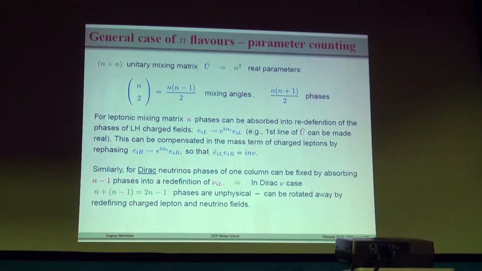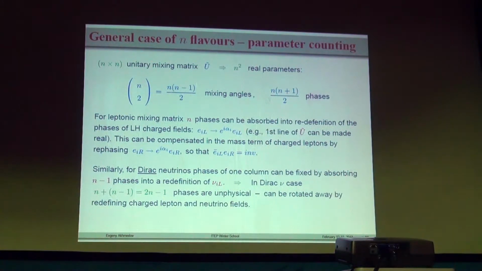How about neutrinos? If neutrinos are Dirac particles, we can do exactly the same, or almost exactly the same. We can remove some phases by rephasing the neutrino left-handed fields and compensate this by changing the right-handed neutrino fields. You remember that for Dirac neutrinos, we have both left-handed and right-handed neutrino fields. But we can only remove the phases from n minus 1 fields, not n.